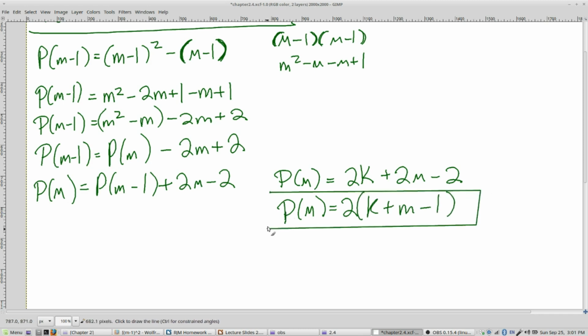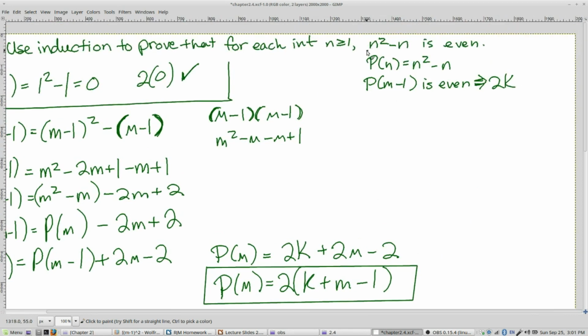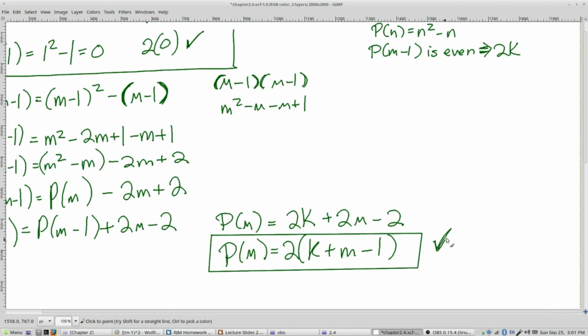We get 2 times some number, 2 times some integer, and this ends up being even. So we have proven that n squared minus n is even for all integers where n is greater than or equal to 1. So that checks out as well.